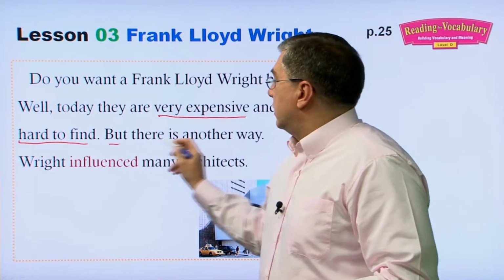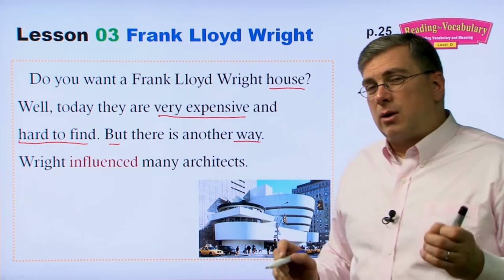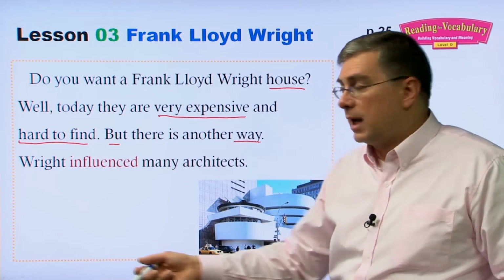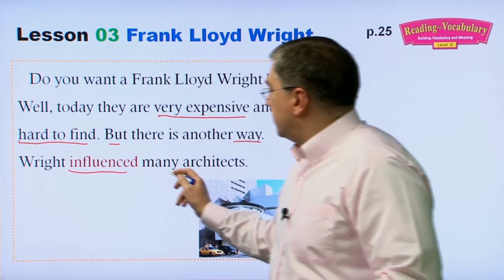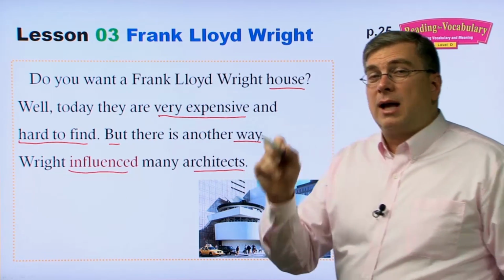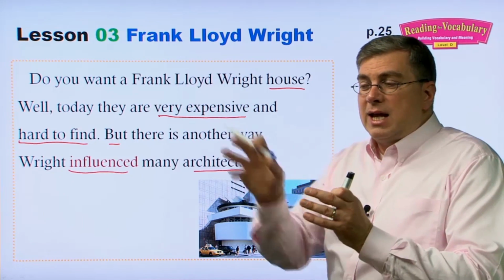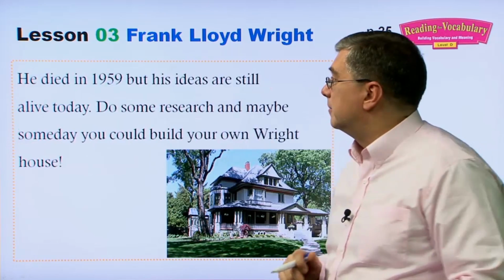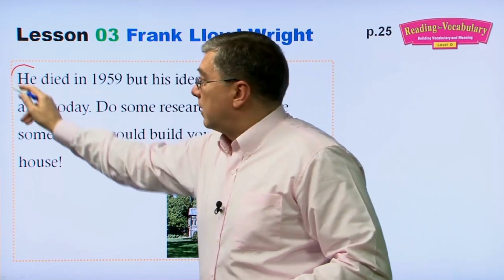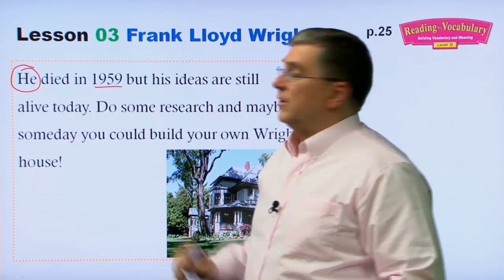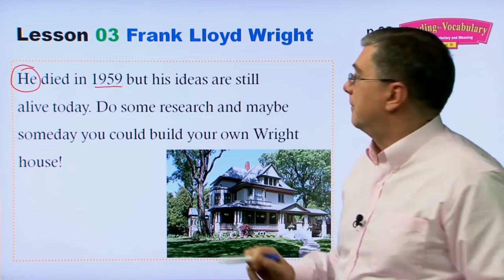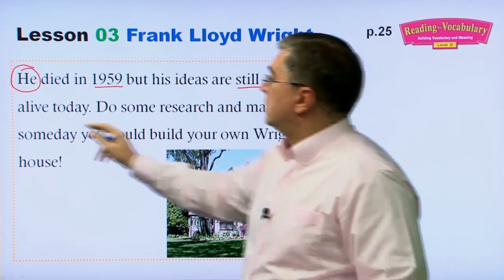But there is another way to get a Frank Lloyd Wright house. You don't have to find a house that he had built, right? Wright influenced many architects. So Wright's ideas influenced other architects to follow him. So what can we do? Frank Lloyd Wright died in 1959, right? That's a long time ago. That's more than 60 years ago now. But his ideas are still alive.